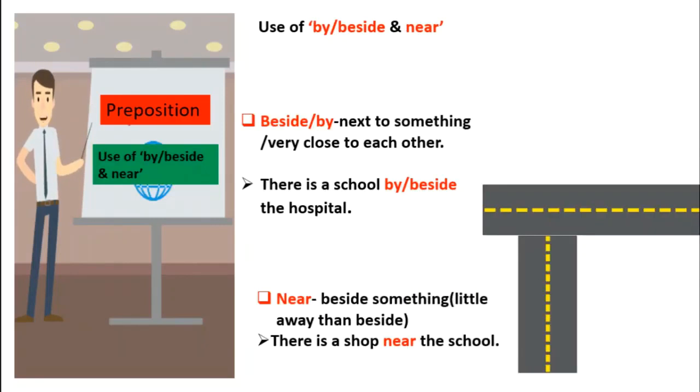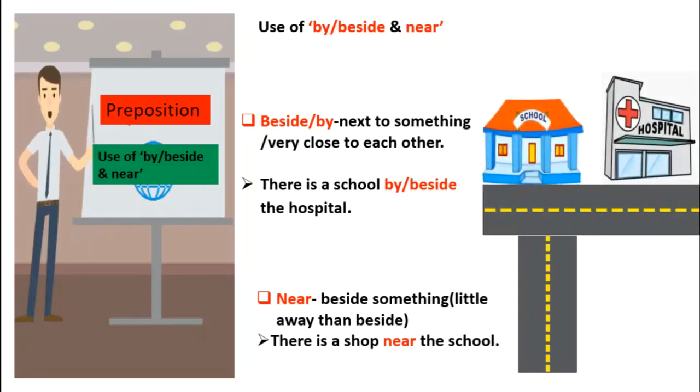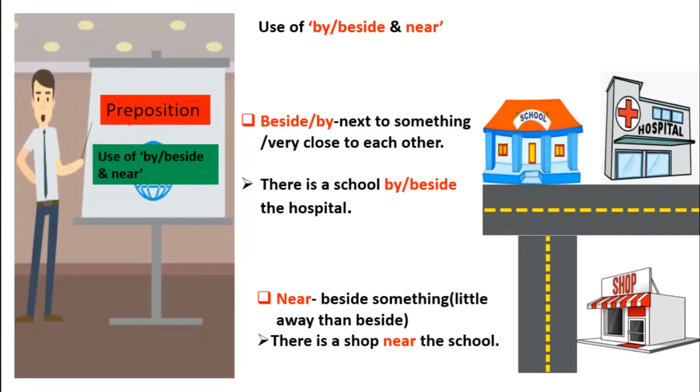Use of by, beside and near. By or beside is used to mean next to something, very close to each other. In case of by and beside, two things are very close to each other, like there is a school by or beside the hospital. Near is used to mean beside something but a little farther away than beside, like there is a shop near the school.